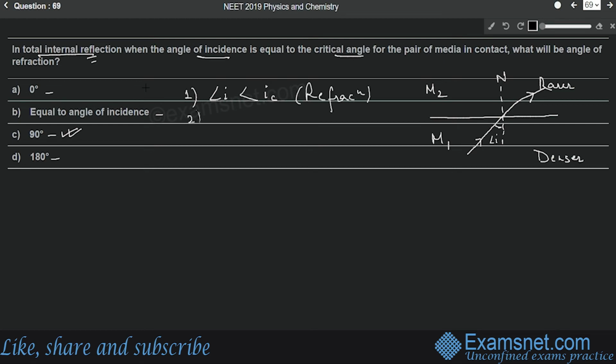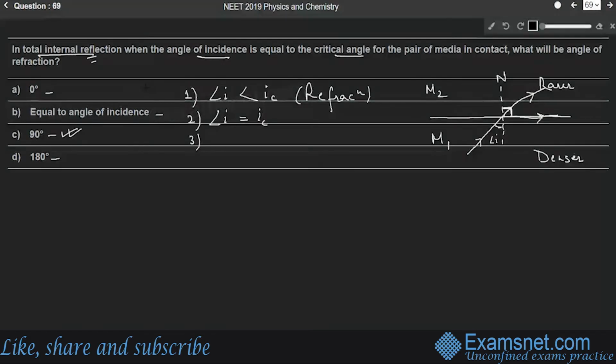Now the second condition is that the angle of incidence will be equal to the critical angle. Okay, that means what will happen? This time the ray of light will graze along the surface. It will graze with the surface this way. So it will make 90 degree angle with the normal. Okay, this is the 90 degree.